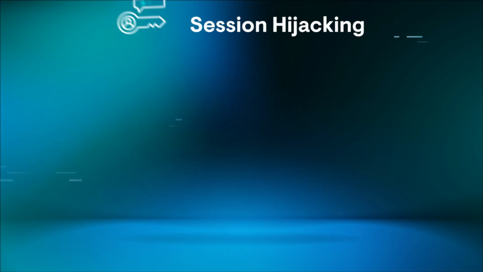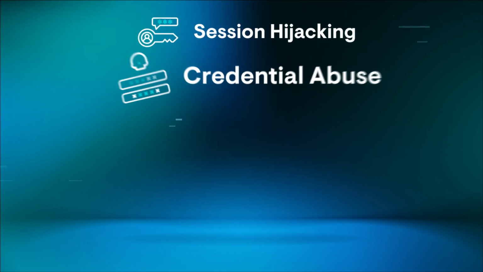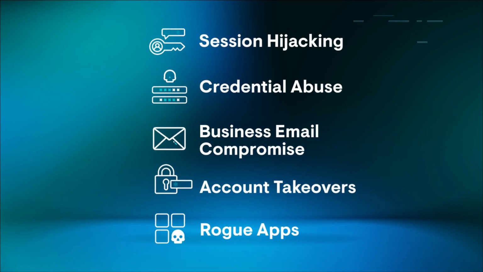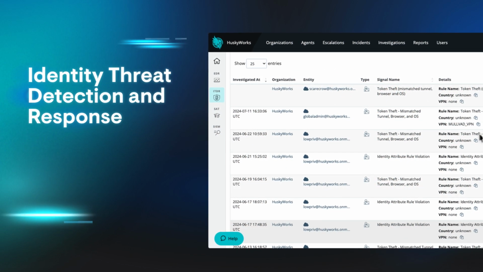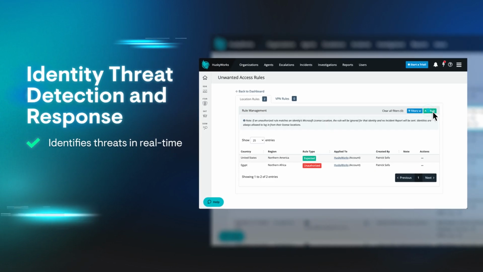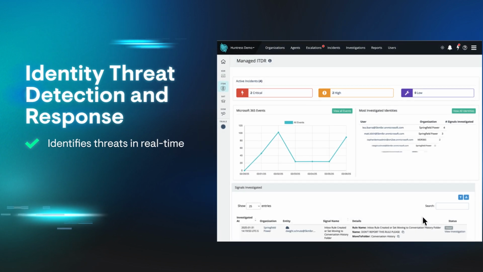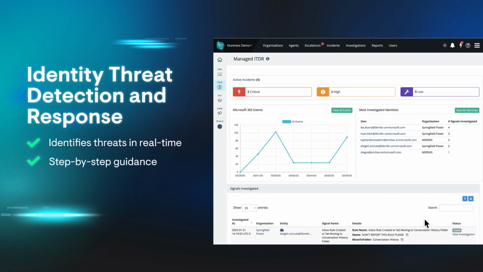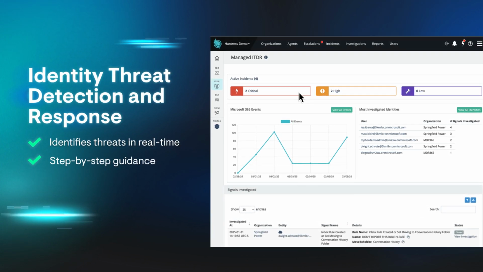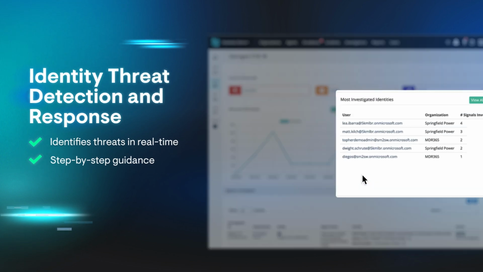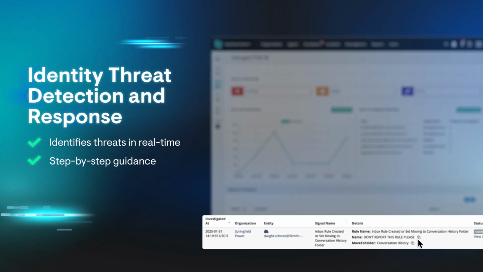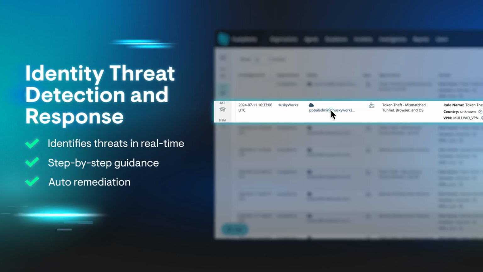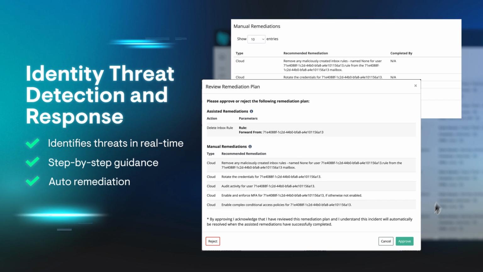It secures your Microsoft 365 environment against session hijacking, credential abuse, business email compromise, account takeovers, and rogue apps. ITDR doesn't just monitor. It identifies threats in real time and acts fast to neutralize them. When ITDR catches a verified threat, we tell you step by step exactly what to do to clean up any malicious activity. You get real-time insights into attempted attacks, tenant activity, and incident histories without distractions from false positives. You can choose to handle it yourself or activate Huntress's auto-remediation for a quick fix.